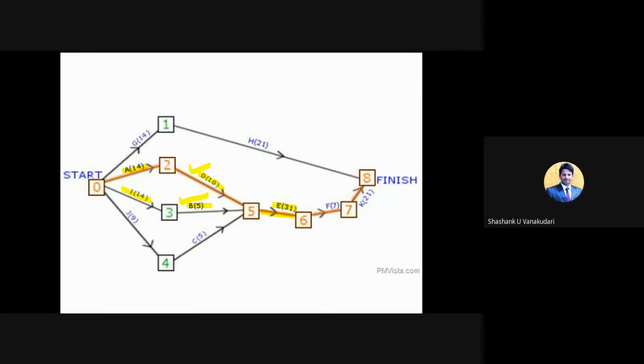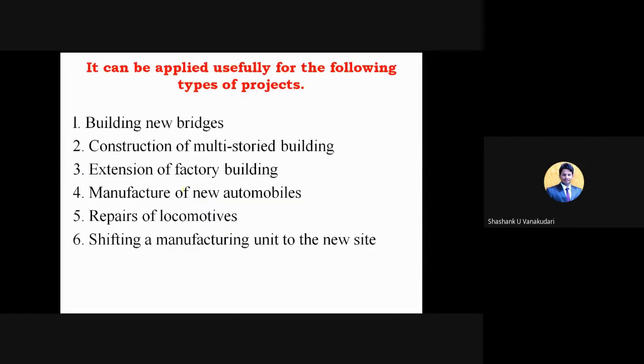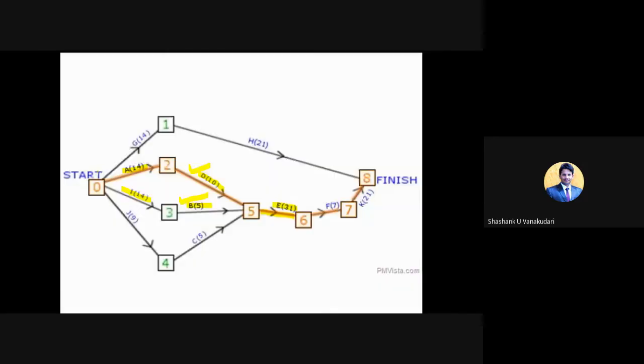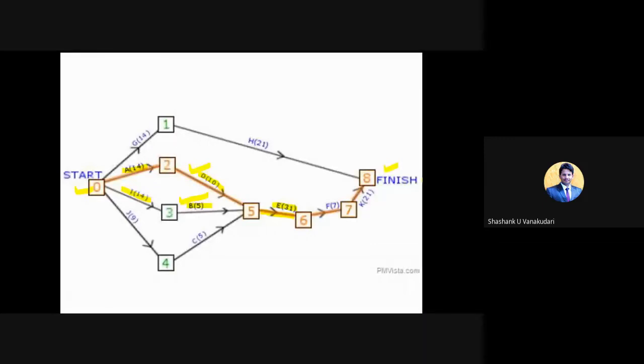And here, the third step is we are going to identify the predecessor and successor activities and draw a properly interconnected diagram with activities and events. So a properly interconnected diagram, in the sense of whatever we have drawn, from node 0 to node 8, we need to draw it properly such that it should be a closed diagram. It's not like one more activity will come here with a node 9.